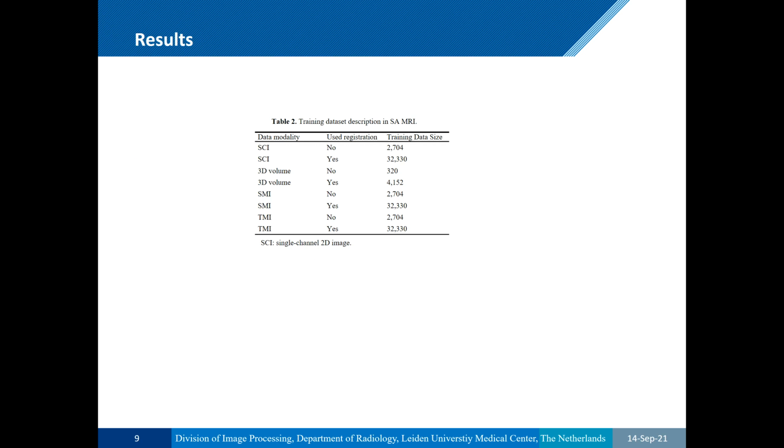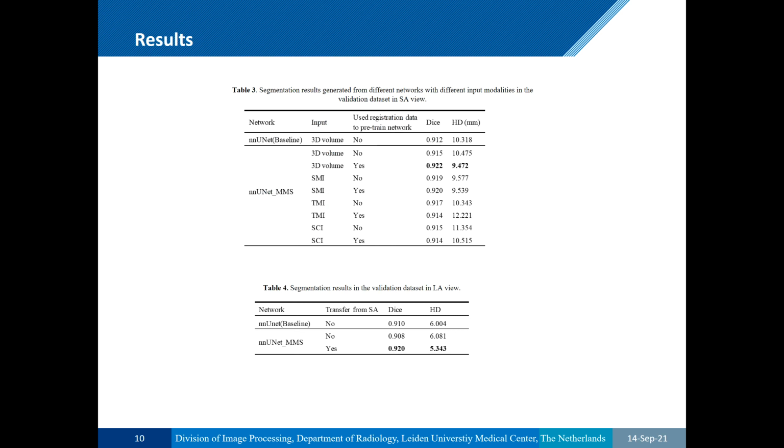Table 2 shows a brief summary of training data size in short-axis view after combining the registration. The original dataset contains 323 volumes, 2,704 2D images with labeled annotation for training. When applying the registration approach to propagate the annotation masks, the data size increased. We first evaluated the performance of different networks with different input modalities in the short-axis view from the validation dataset. Then we compared the results in the long-axis view with and without pre-training from short-axis view.